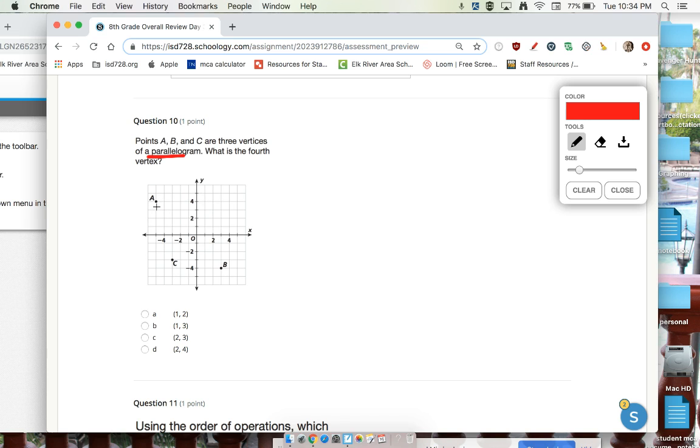So from A to C, it looks like I went down 1, 2, 3, 4, 5, 6, 7. So I went down 7, and then over 1, 2, down 7, over 2, and then I'm just going to work backwards. So instead of going down 7, I'm going to go up 7. 1, 2, 3, 4, 5, 6, 7, over 1 and 2. And I'm just going to double check my work here that I can go down 7 over 2.